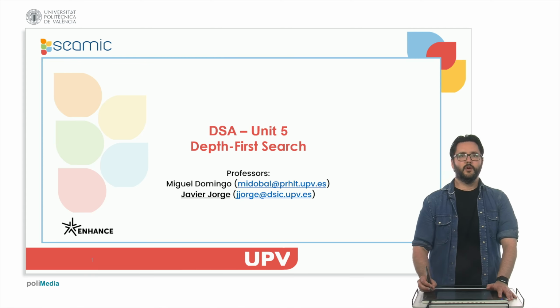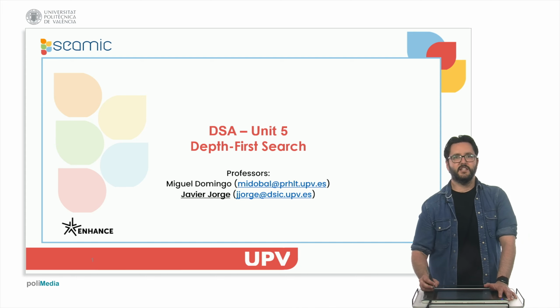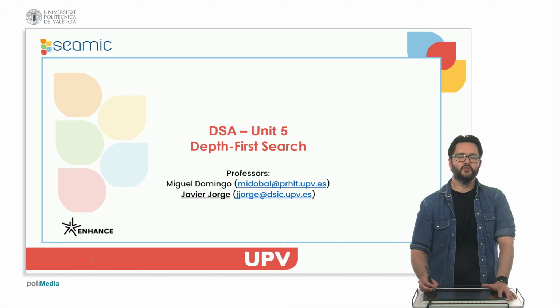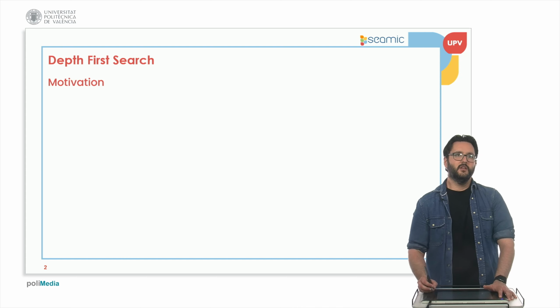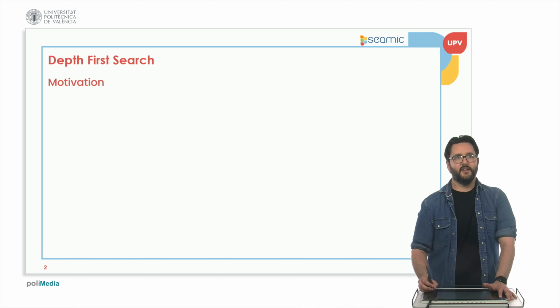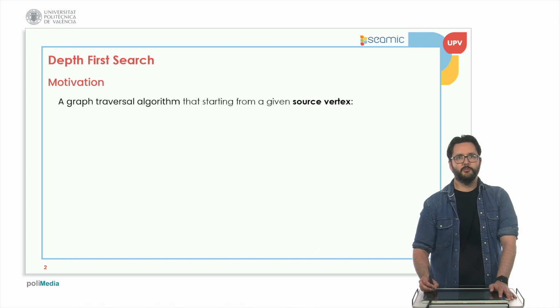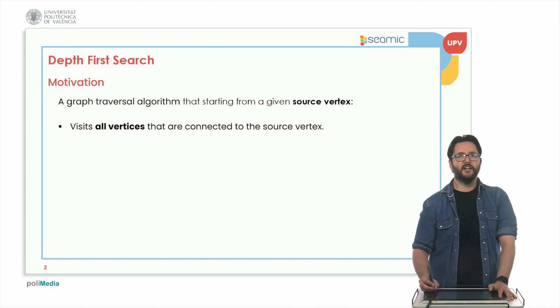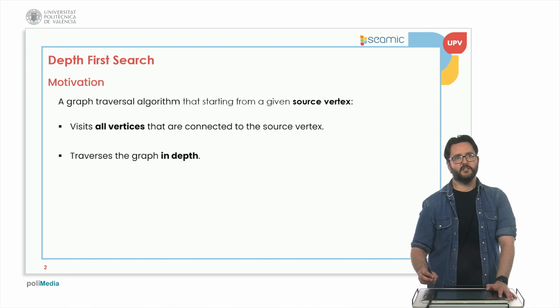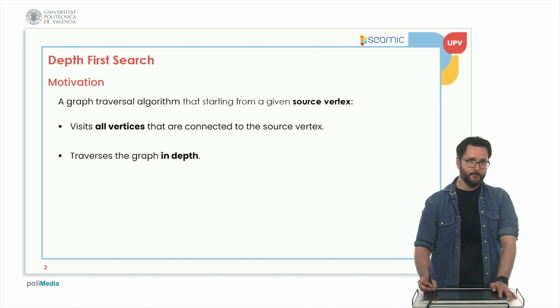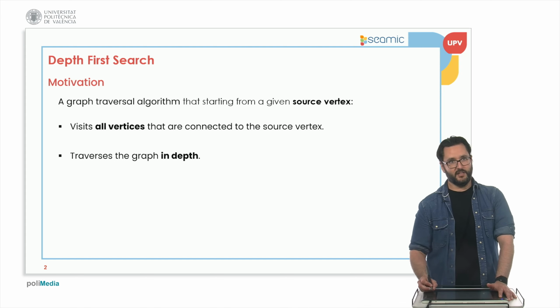Hello everyone, today we are going to talk about the depth first search algorithm, an algorithm to traverse graphs. This algorithm, the DFS, is a graph traversal algorithm that, starting from a given source vertex, visits all vertices that are connected to the source vertex. It traverses the graph in depth. This means that it explores a branch completely before moving to a different branch.